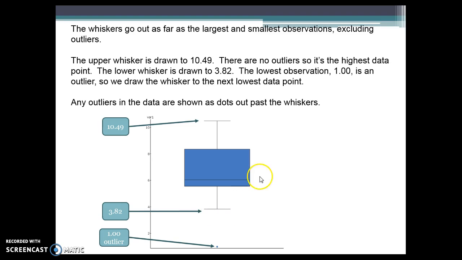These values here, which are called the whiskers, other than outliers, are the lowest and highest values in the data. So this is the smallest value because there's no outliers, that's 10.49. The highest value is 3.82. Or, I'm sorry, this is the highest value, and then down here is the lowest value other than the outliers.